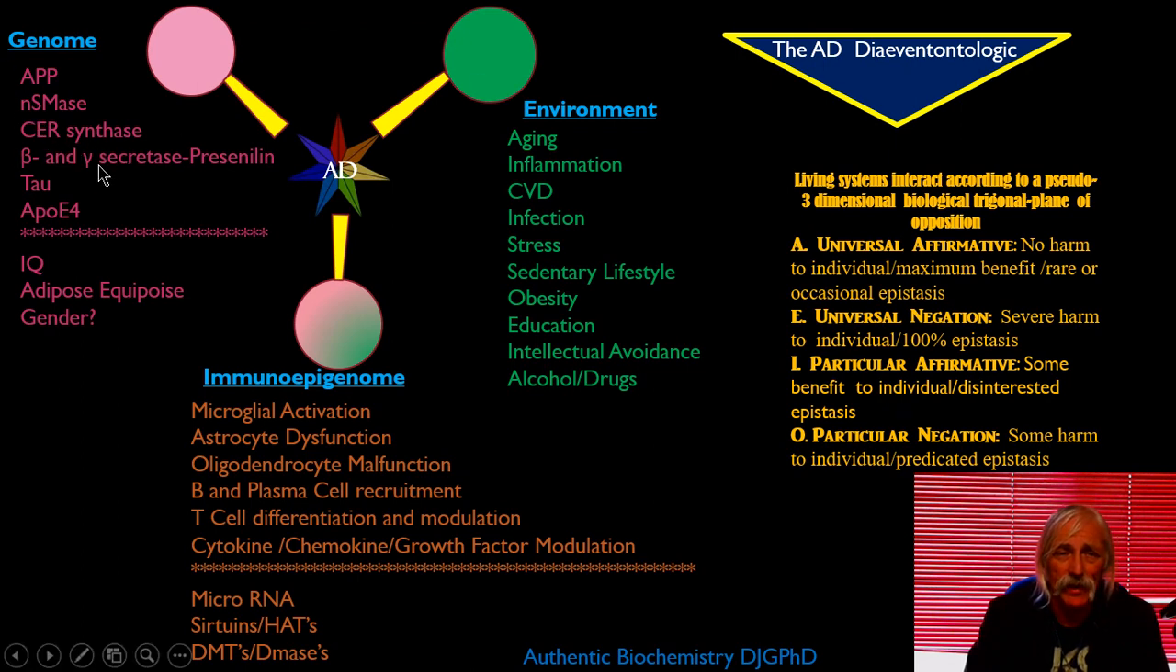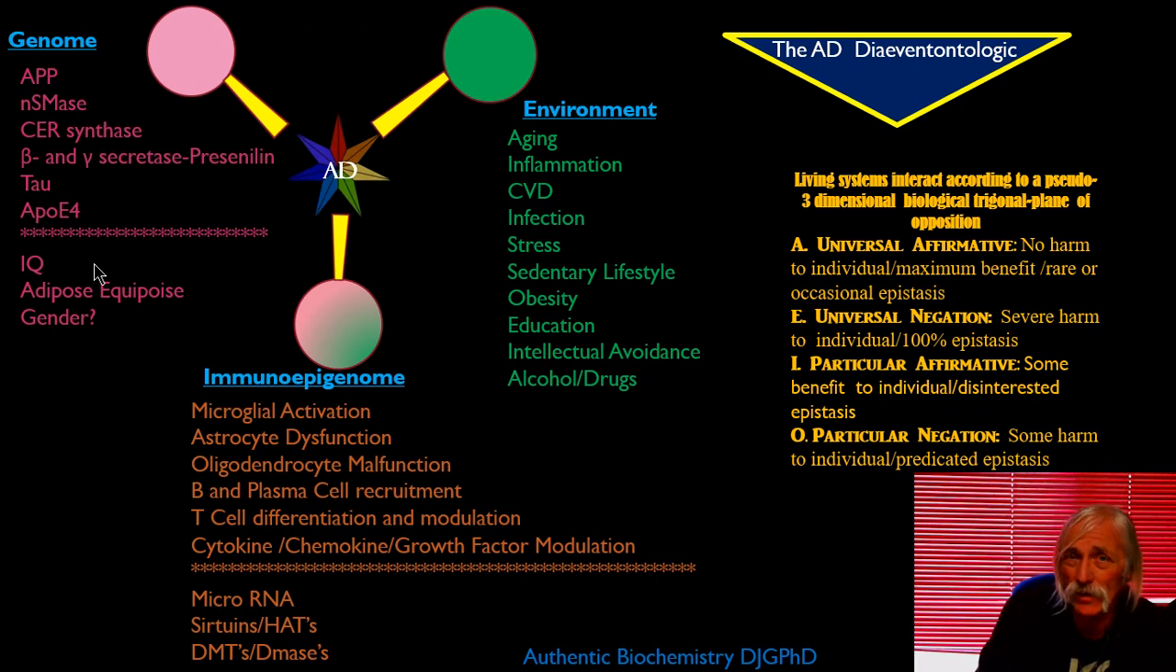That gene has to be expressed. The beta and the gamma secretases have to be made. Presenilin, some protein we didn't talk about today. The tau protein, ApoE4, the apolipoprotein E4 we just talked about. Other things that are genomically associated are IQ. Lower IQ tends to sometimes link to more severe onset of Alzheimer's disease, shown in a publication.